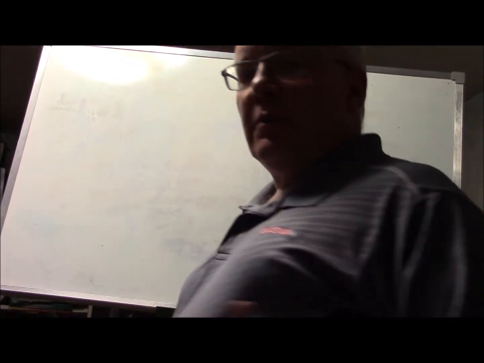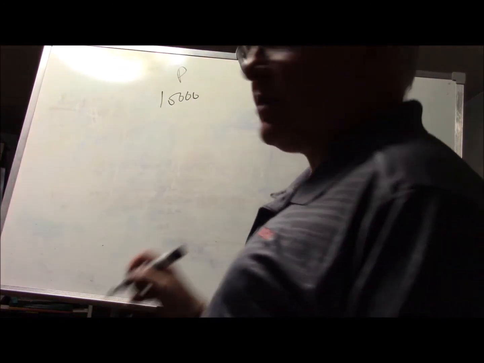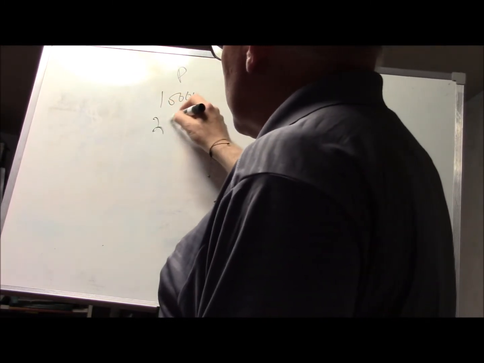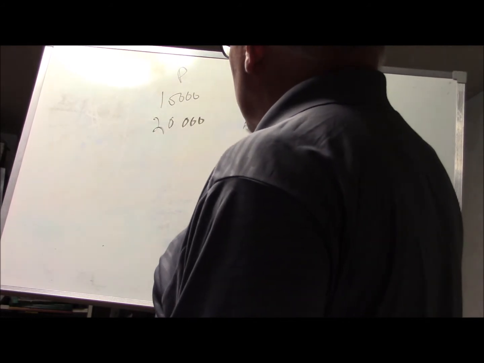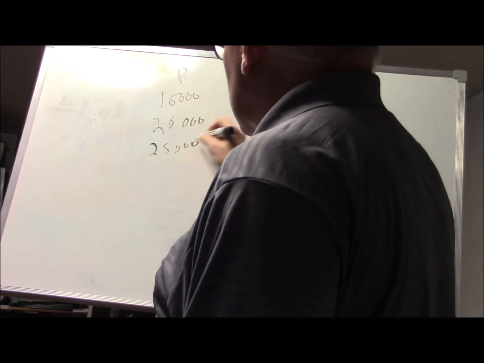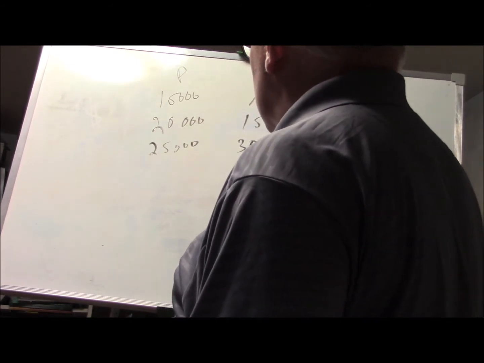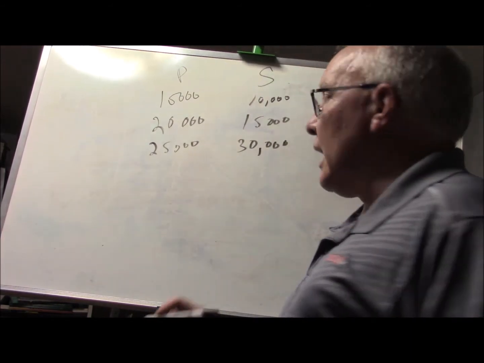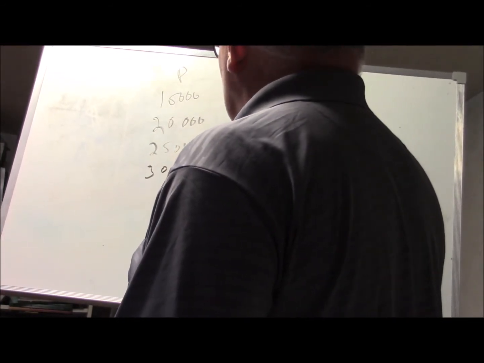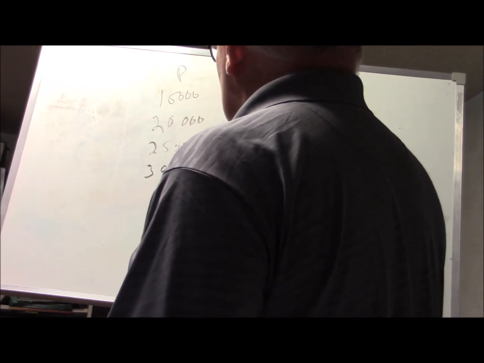So let's say we're a particular auto manufacturer, and if the price of an SUV is $15,000, they would be willing to produce, let's say, 10,000 units. But if the price went up to $20,000, they'd be willing to produce 15,000 units. And at $25,000, they'd be willing to maybe even double production to 30,000 units. And if the price rose to $30,000, maybe they'd be willing to add another 9,000 units.